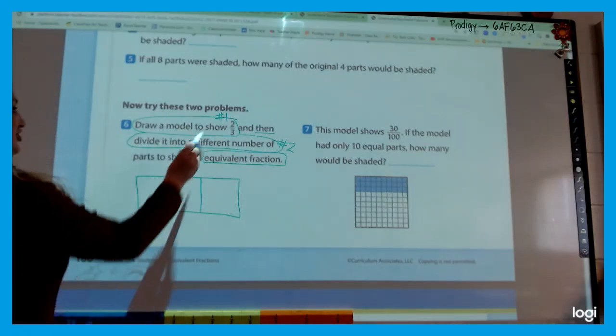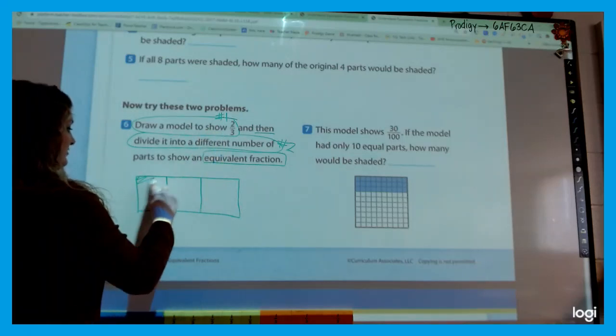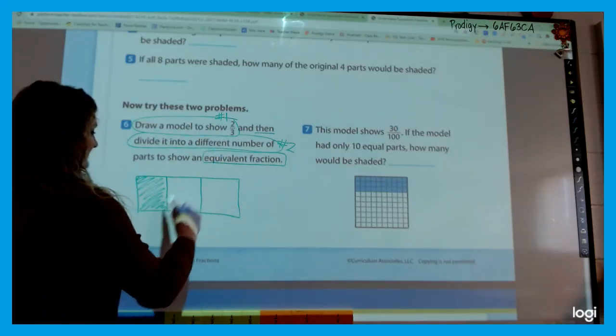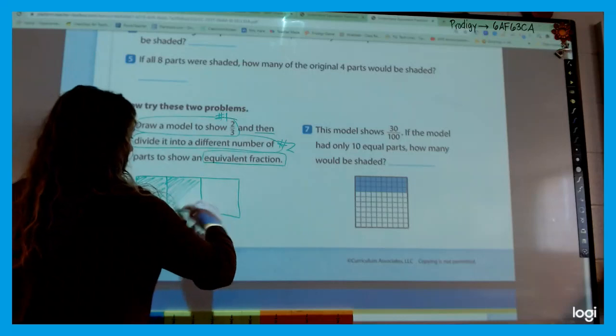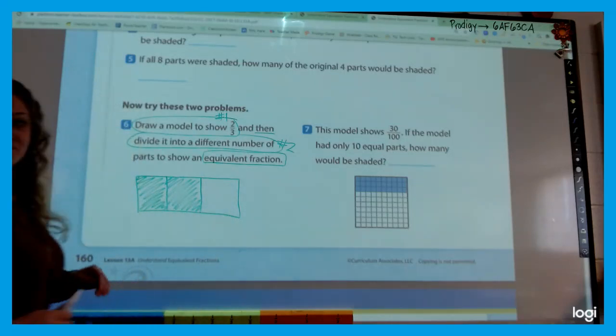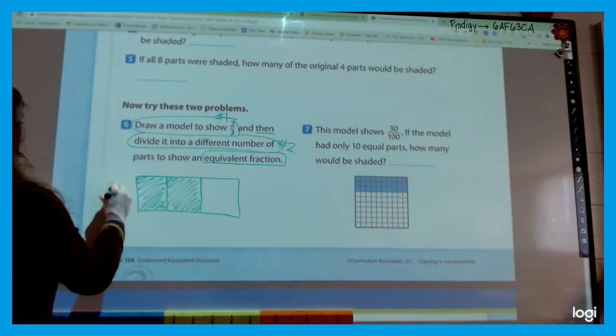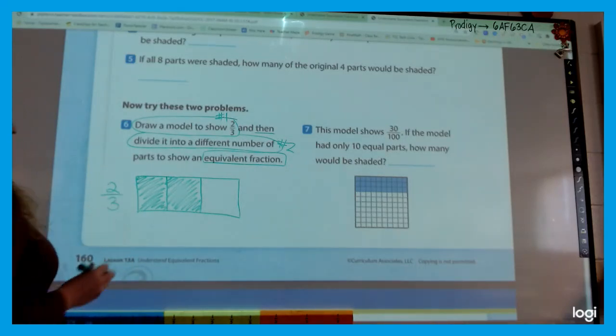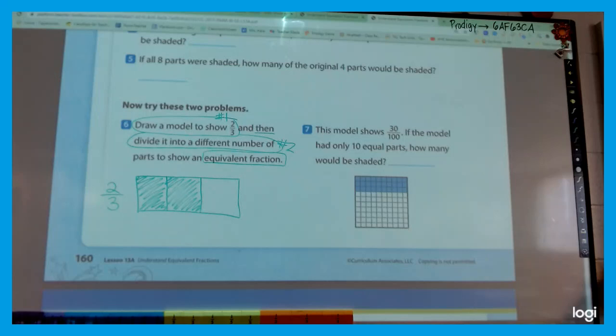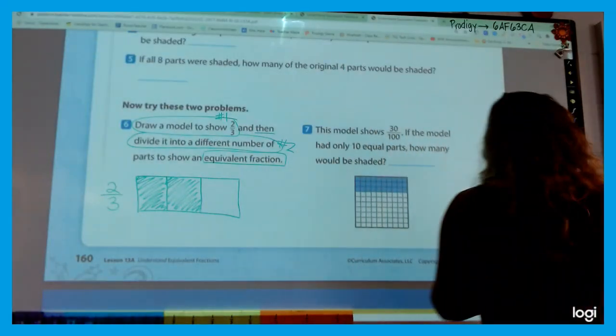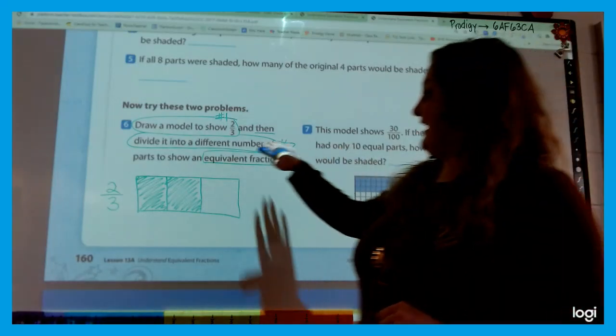And then we need to show 2/3 are shaded. So make sure you're neat. You don't have to fill in every part of your box, but make sure you're not scribbling outside the edges. So that shows 2/3, right? Okay. So I think we've got the first part done. I'm going to switch my marker color so you can see how I divide it into a different number.